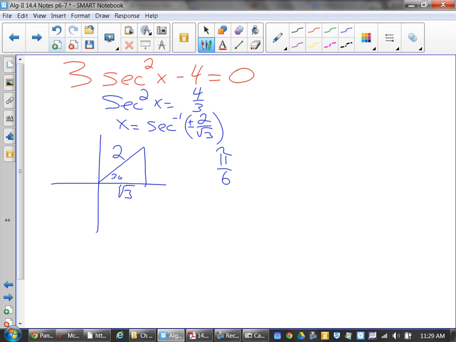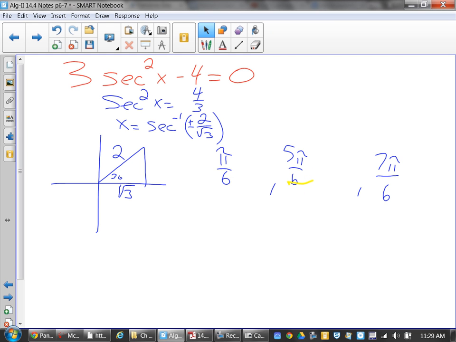Yeah. So here's what we do. We list it out. We have pi over 6, 5 pi over 6, 7 pi over 6, and 11 pi over 6. I'm just going to place this real quick.